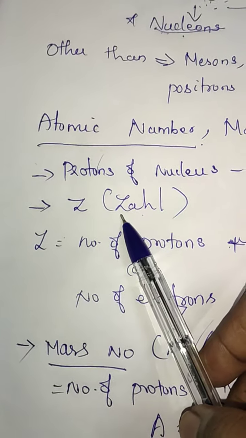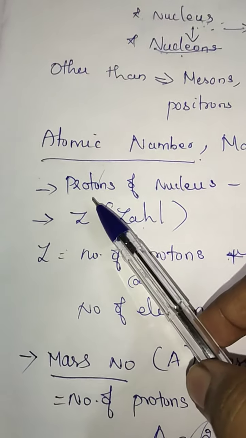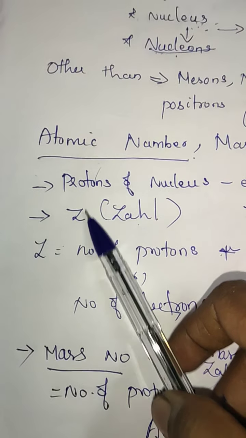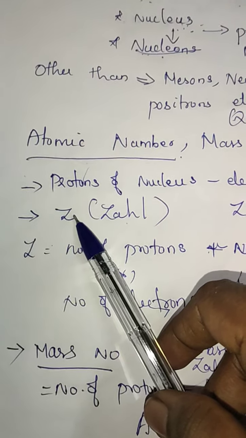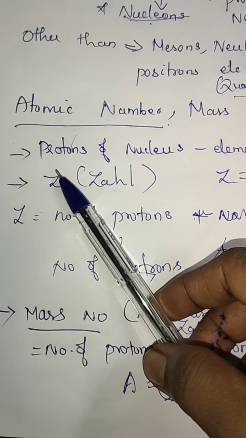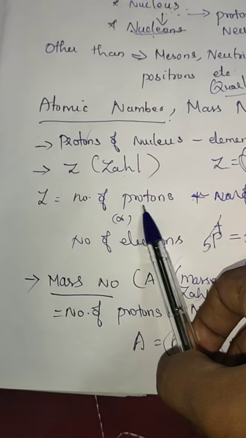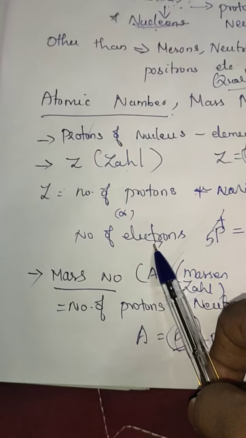Z means Zahl. So in German, this is a German word. So atomic number is denoted by the letter Z. The symbol used to denote atomic number is Z. Okay, that is, the atomic number is either the number of protons present in the atom or it denotes the total number of electrons in an atom.